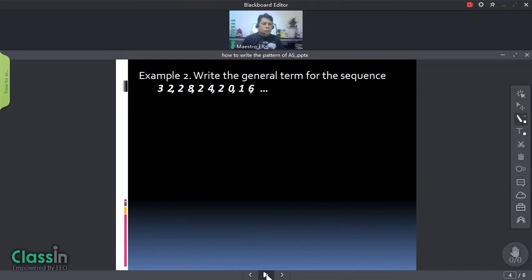Okay. So the given terms are 32, 28, 24, and 16. So let us solve it manually. So first, sa step 1 natin, you are to determine your a sub 1. So your a sub 1 is 32. And the common difference now is negative 4. Okay. So your common difference is negative 4.